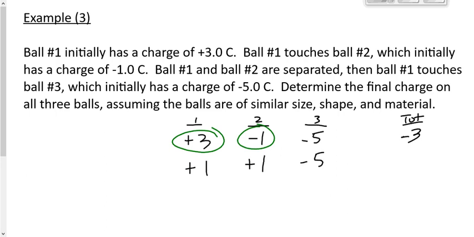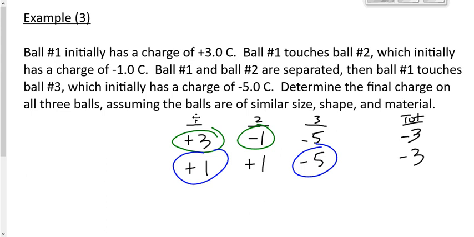Now, this one hasn't changed because we haven't touched object number 3 yet, so it's still -5 coulombs. Let's add these up just to make sure that we've got the same total charge, which we should. 1 and 1 and -5 is -3. Seems like we've done it right so far because we've maintained the same total charge. Now it says ball 1 and 2 are separated, then 1 touches 3. Now 1 and 3 are going to balance out, and they're going to balance out to be what?